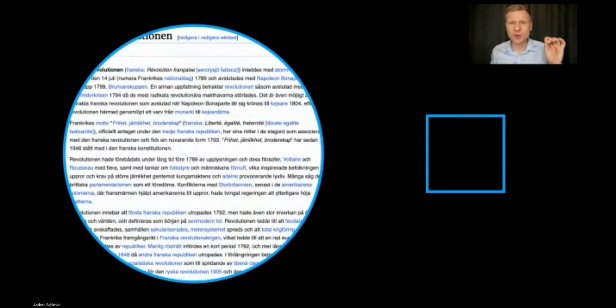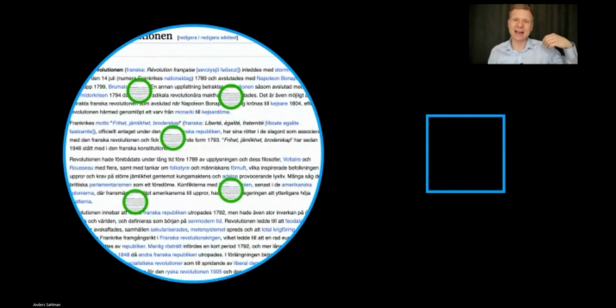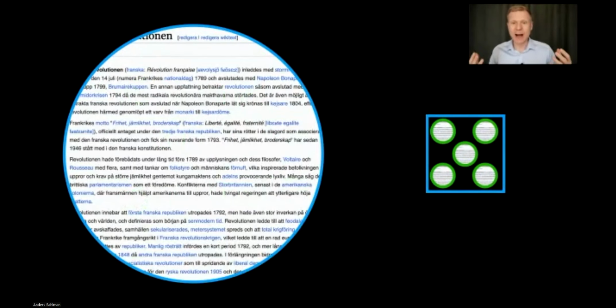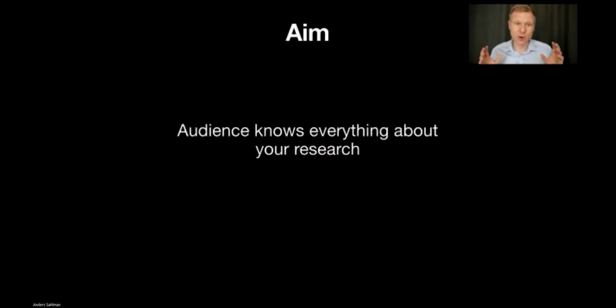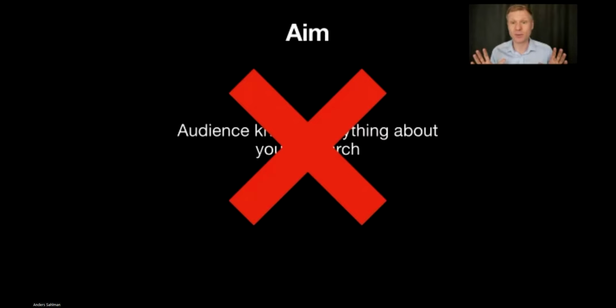Instead, you have to choose. You have to choose the most important and effective parts about your research and the project to tell the audience about. Now, this, of course, means that the audience won't know everything about your research, but that should never be your goal, because that is impossible. You are the expert in the room. You can't expect that an audience knows as much about your research as you do.